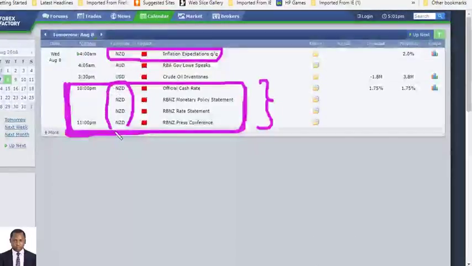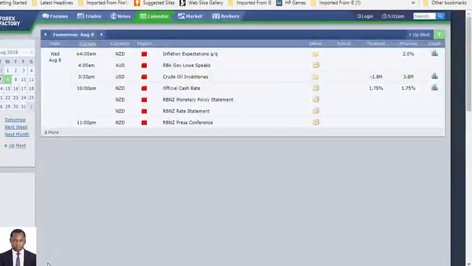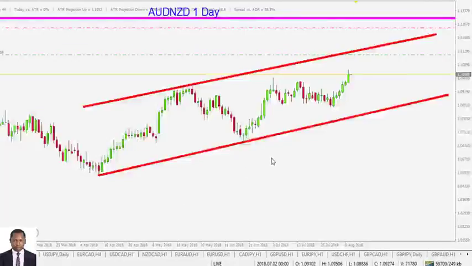The New Zealand dollar is going to be feeling the heat of this news announcement, and that pending order that I have placed is going to be there until the news announcements are over. If it is triggered, good. If it is not and price just pushes to the downside, I will delete my order.